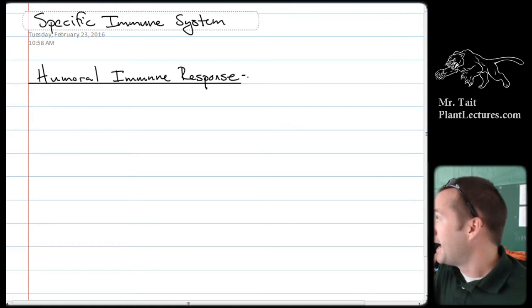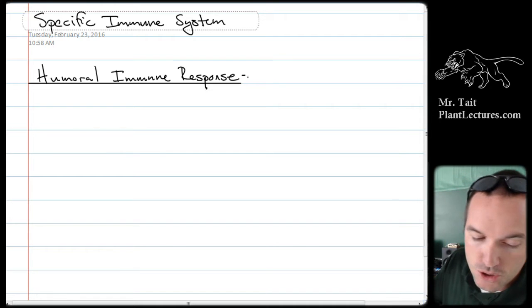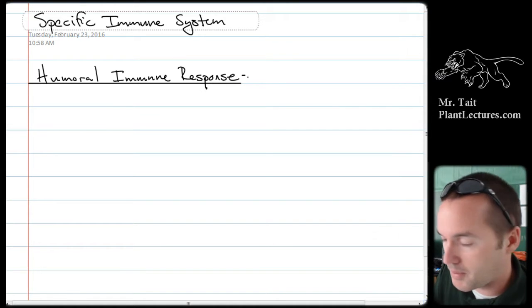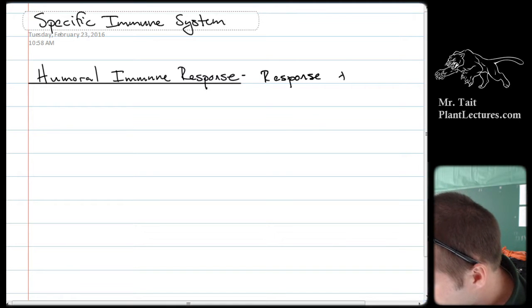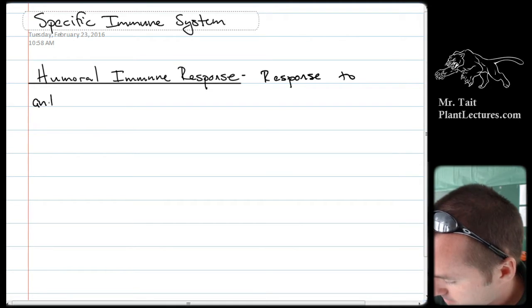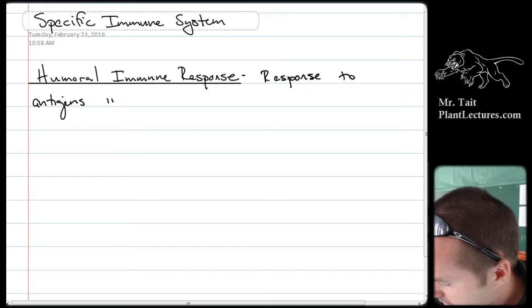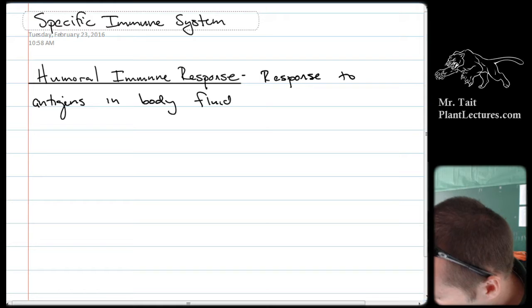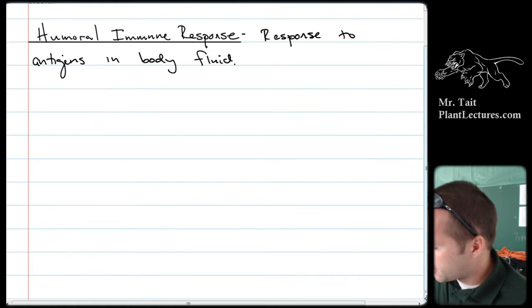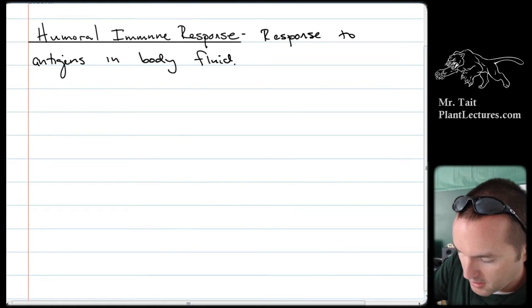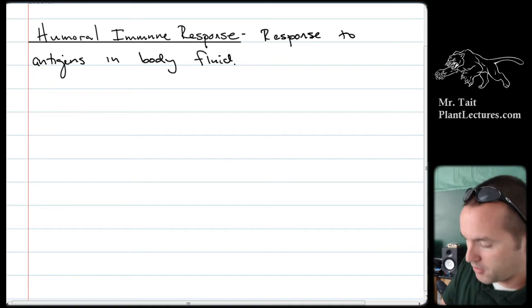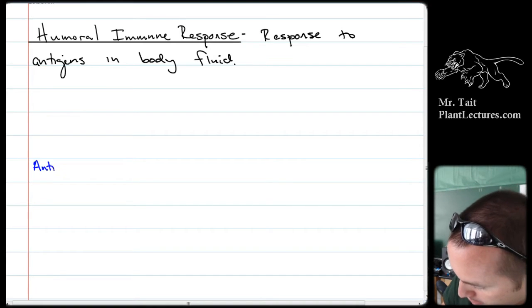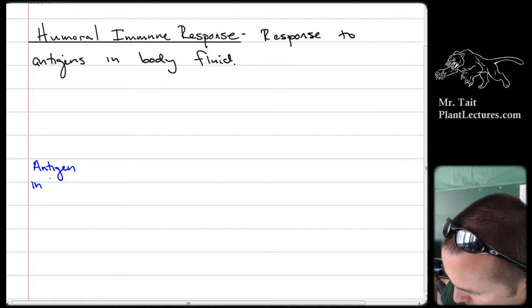But anyways, the humoral immune response refers to the response to antigens in body fluid. Okay, so we're going to do a little flowchart type of thing here, where we're going to start at antigen being in the body fluid. So antigen in body fluid.